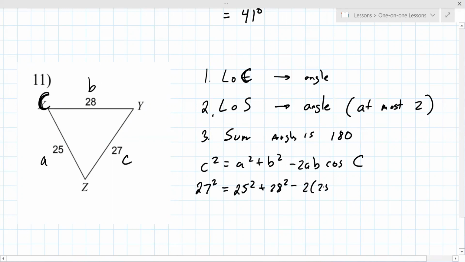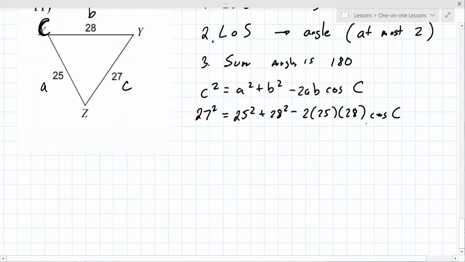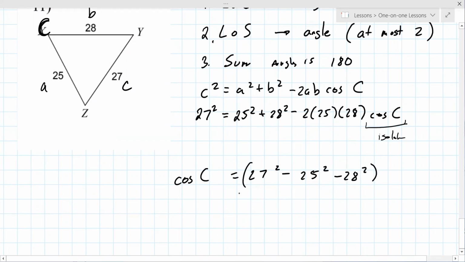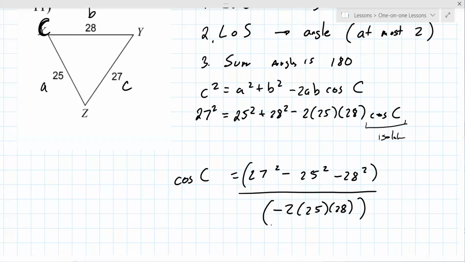Minus 2 times 25 times 28 cosine big C. You're trying to isolate cosine C. So to do that, you're moving these squared terms over. It's 27 squared minus 25 squared minus 28 squared, all in parentheses, all in the numerator, divided by -2 times 25 times 28 in parentheses. So you get that number. That's not your angle. You have to use the arc cosine to find that angle. So give me that value. Should be around 60-ish, plus or minus 5 to 10 for this particular triangle.